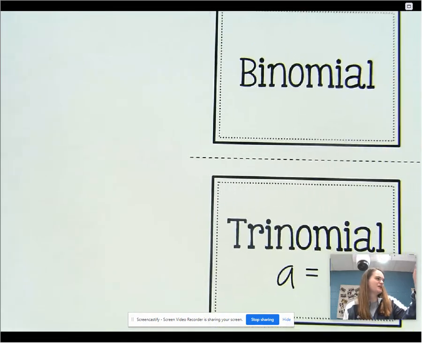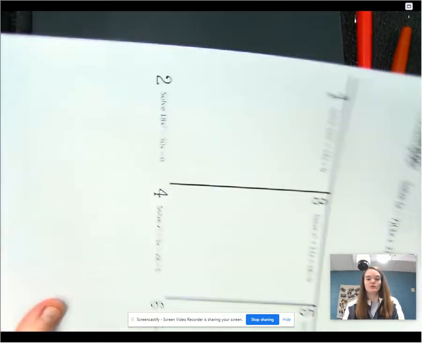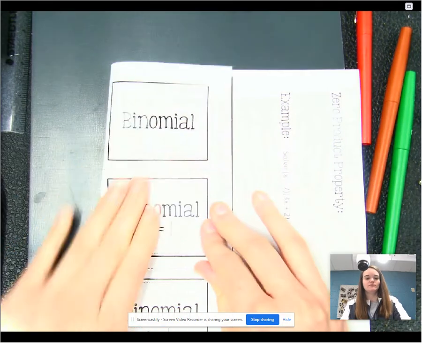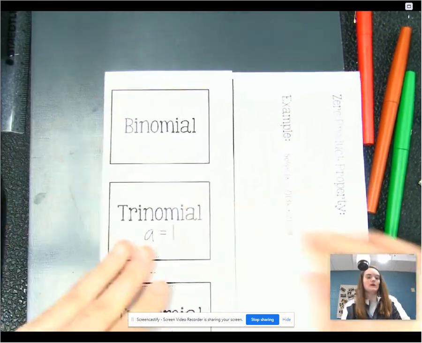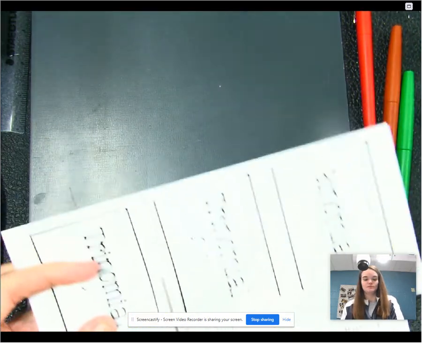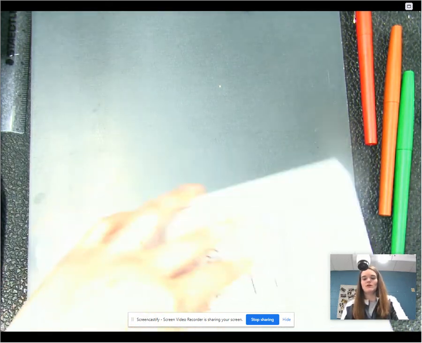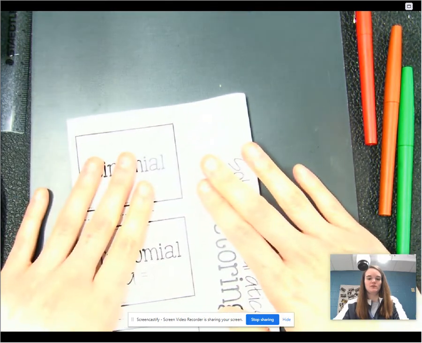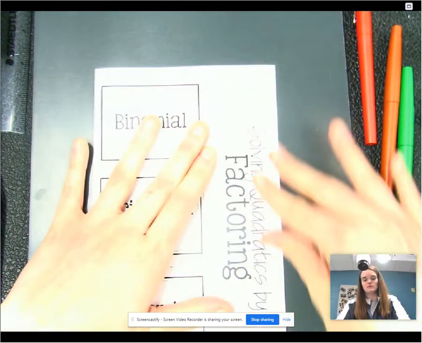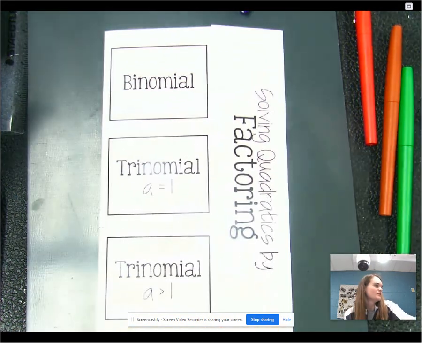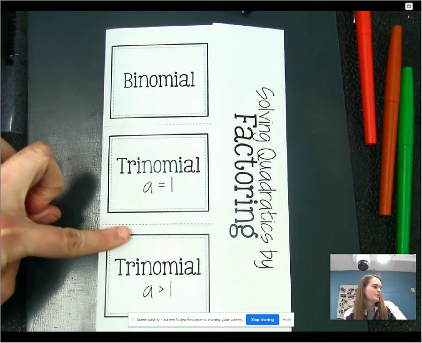All right, you should have this foldable. I always am holding it upside down, and I don't know why. Okay, it looks like this. And it's kind of sideways. Doesn't make a lot of sense. So here's what we're actually going to do. You're going to fold this in to that line. Okay, and we're going to go ahead and cut. And then we're going to fold this down. Okay, so I've got solving quadratics by factoring, binomial, trinomial, and trinomial when a is greater than 1.